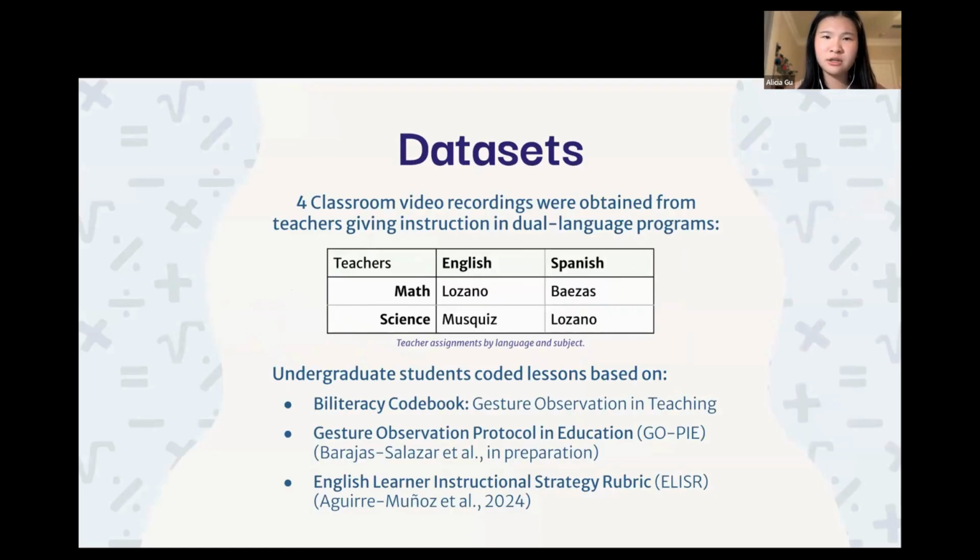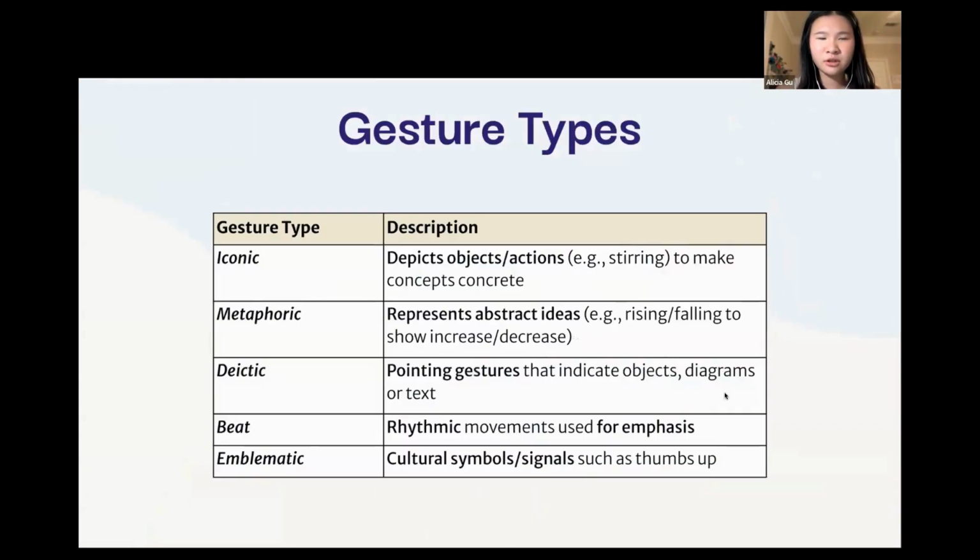And the way that they coded this was based on first our biliteracy codebook, gesture observation, protocol, and education, which is a method that my mentor is working on developing, and the English Learner Instructional Strategy rubric. So what they looked for specifically were different gesture types.